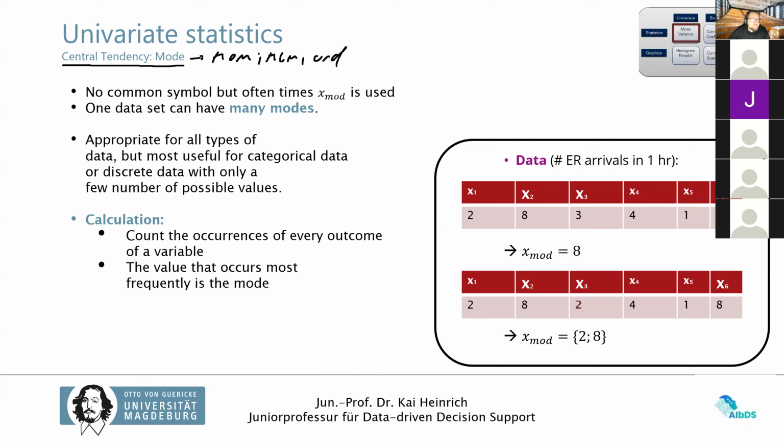All right, so you can see it here. Just pick out the value that's most frequent. I don't have to go into details here. If for example, here we have 2 times 8, if there are multiple values that are frequent, then it contains multiple values. Okay, that's the only really difficult thing here.